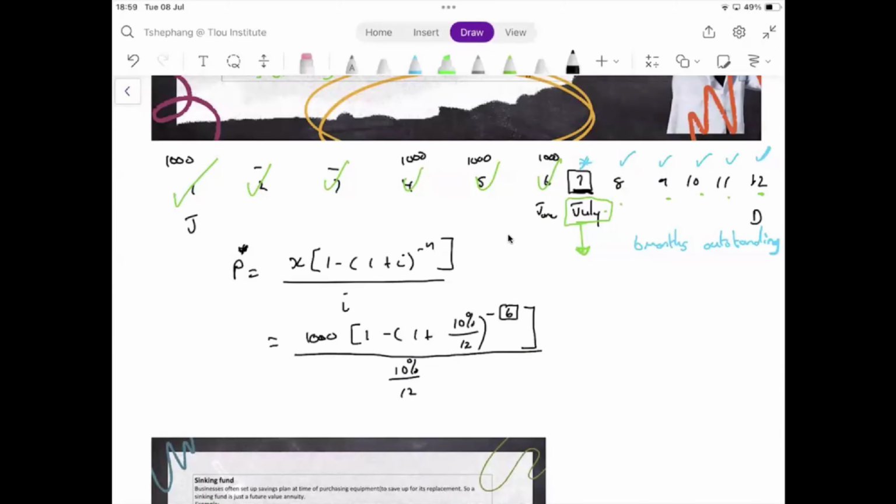Okay, why is it 6? Because like I've been saying, we've made a payment every single month since the beginning of January this year. We're able to make a payment of 1,000 rands. We still owe them for what? For 6 more months of the year.